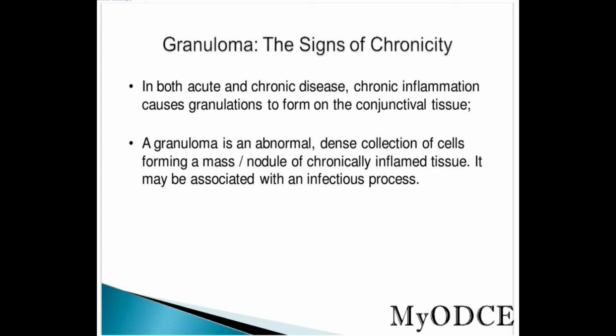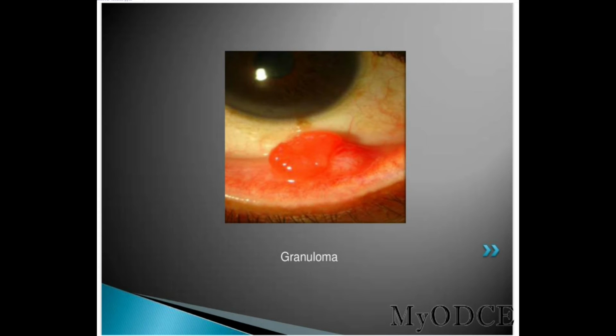Okay, moving on in our talk. Here's an example of a granuloma on the inferior inner palpebral conjunctiva. Now, when I see this, it looks like something that I've seen very commonly on patients, and it makes me think, oh, yeah, maybe I have seen these many times before.